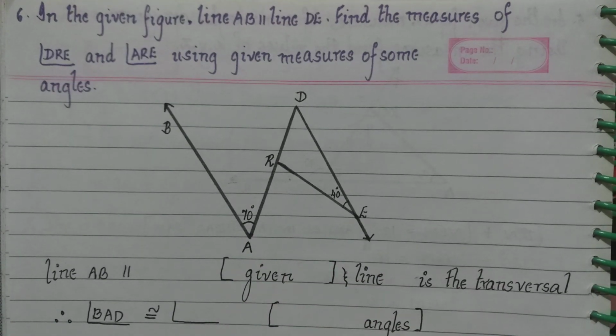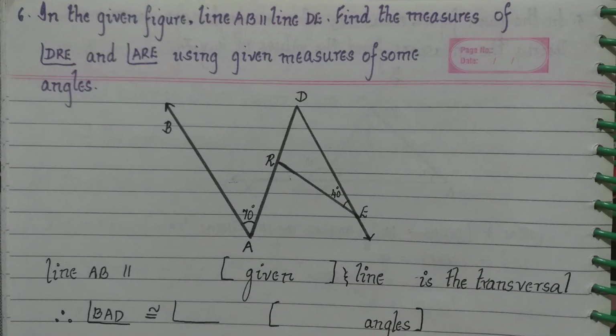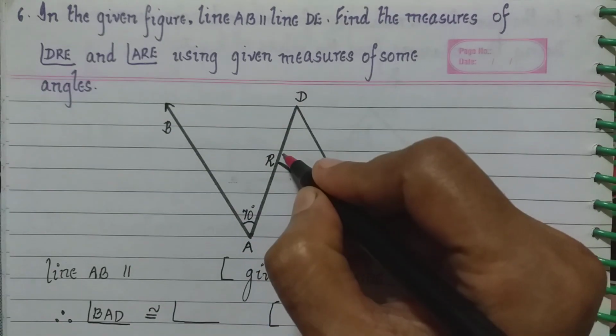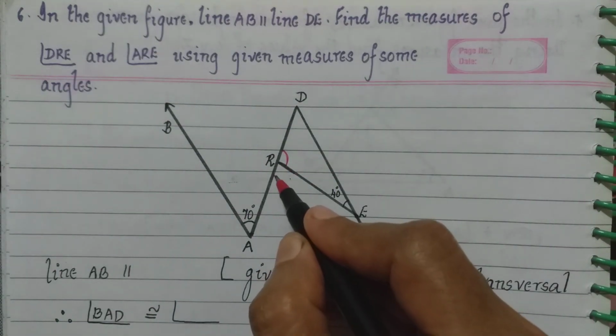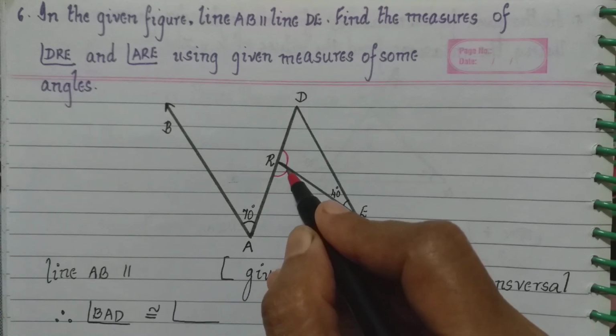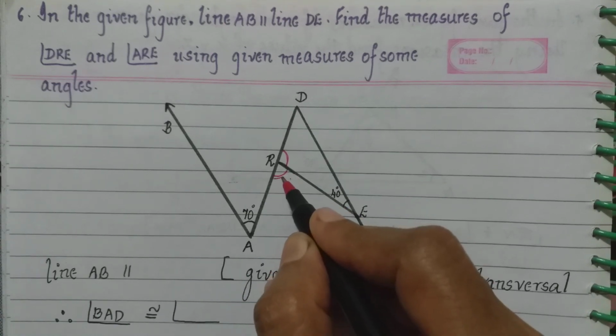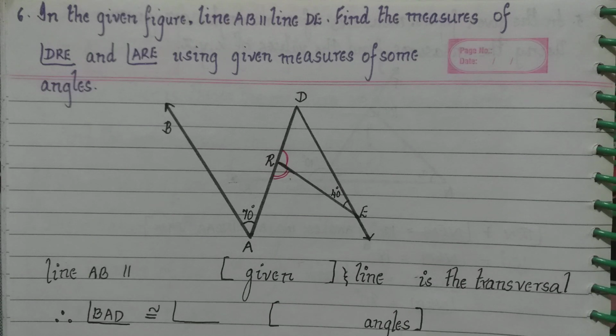Let us mark it here, which we are supposed to find. We have to find the measure of angle DRE and the measure of this angle ARE. Okay, so let us see how we proceed.